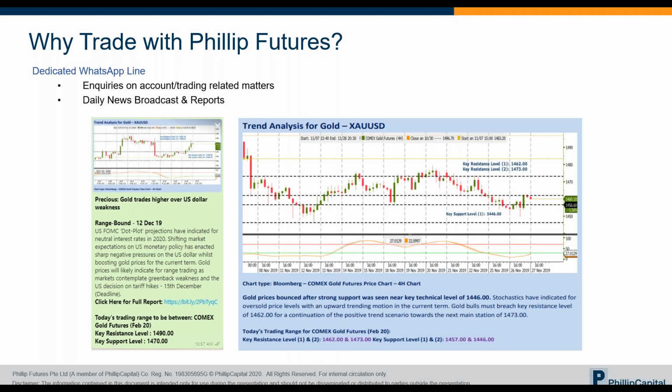So this is just a snapshot of the daily commentary which I was sharing earlier. Over here you can see that we have these publications, analyst views via WhatsApp, these reports. We send them to you on a daily basis, to give you some trading ideas. Of course, if you have any questions or account related or trading related matters, just feel free to drop us a text on WhatsApp and then we are able to reply to you or give you a call back as well. Okay.